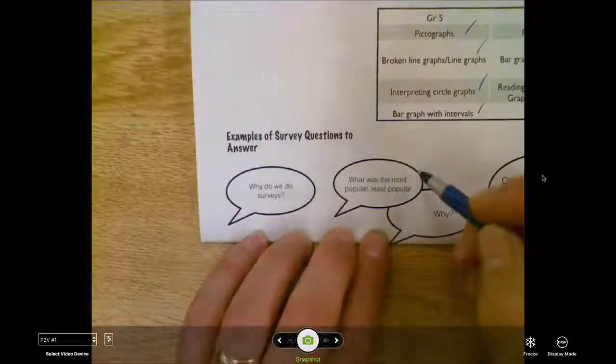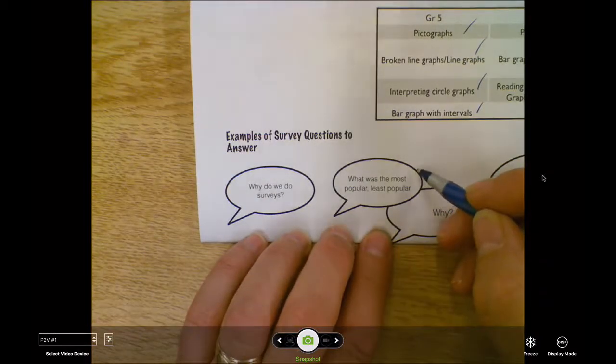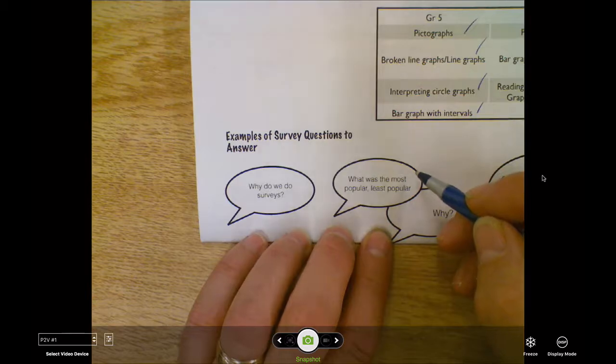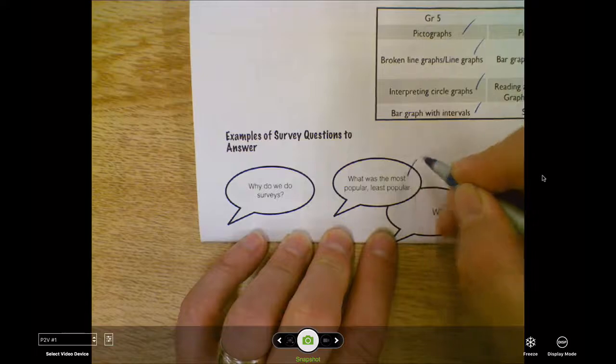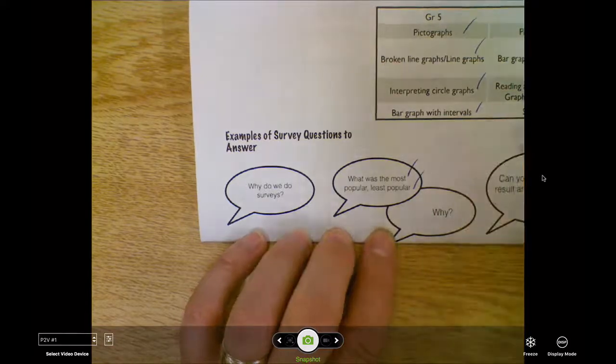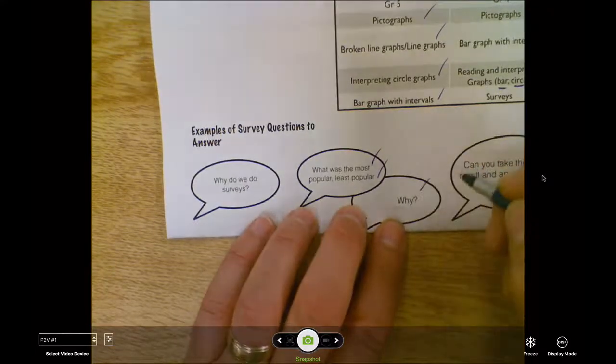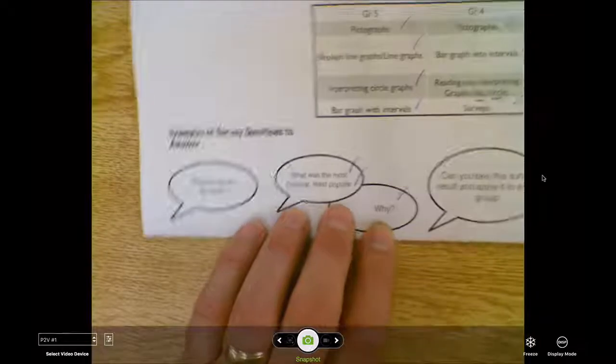After you've done your survey and made your graph, we often ask some questions. Tell me something about your graph. Tell me 3 things about your graph. Usually, what's the most popular and what's the least popular are the easiest ones to do. You might want to ask why. Why do you think this is popular? Give your opinion on that.